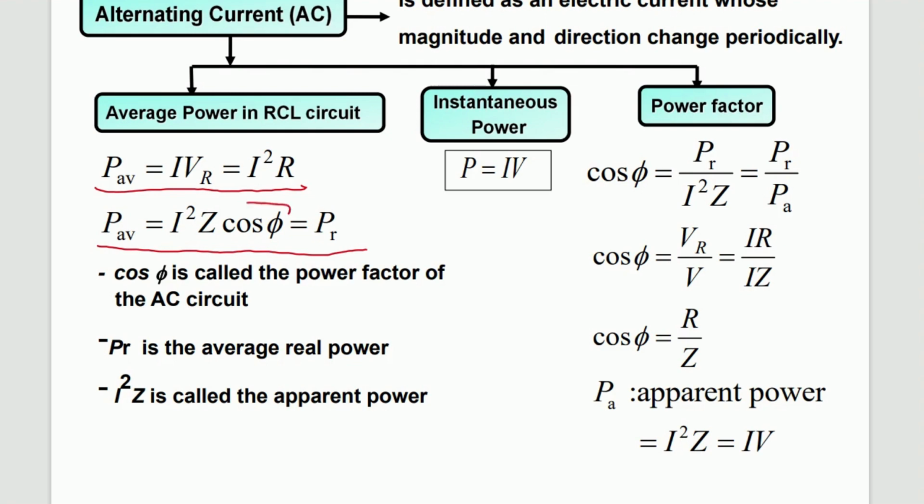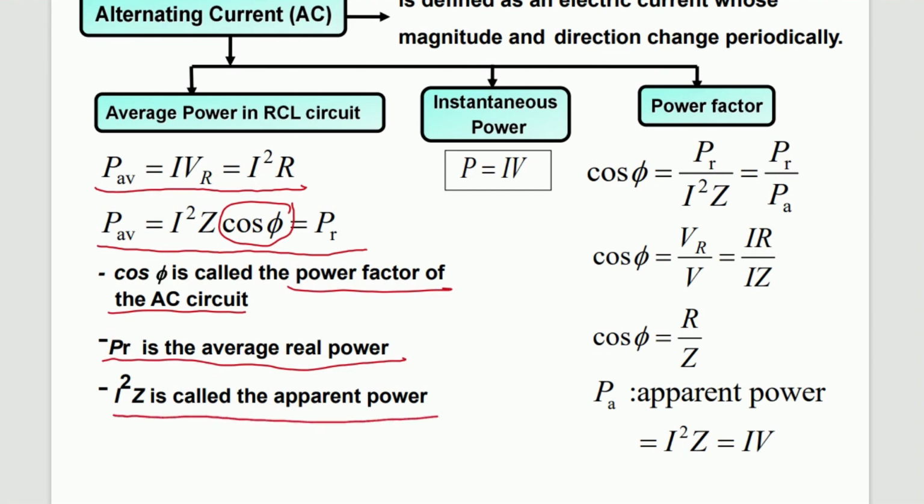Cos theta is called the power factor of the AC circuit. So P average equals I squared Z cos phi equals PR. PR is the average real power. I squared Z is called the apparent power. Those are a few equations involving average power in an RCL circuit.